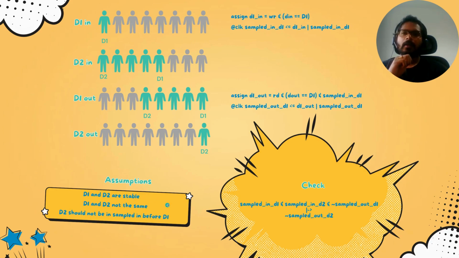Now, there are a few more catches. If you implement this check, there is a chance that you would get a failure if D1 and D2 turn out to be the same. Also, there's another case. What if D2 goes in before D1? So you need to prevent those scenarios as well. These are the two additional assumptions that you want to keep along with the stability assumption that we discussed. Now, is that everything?